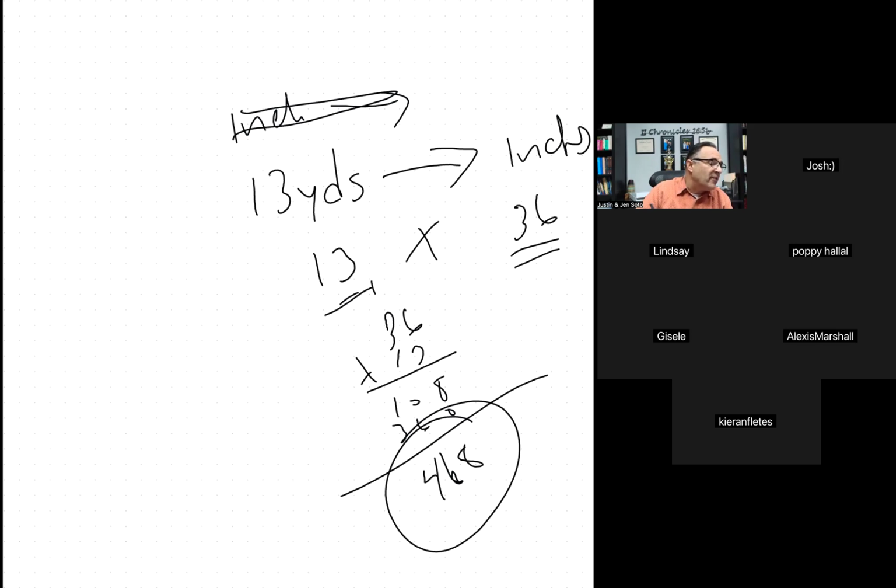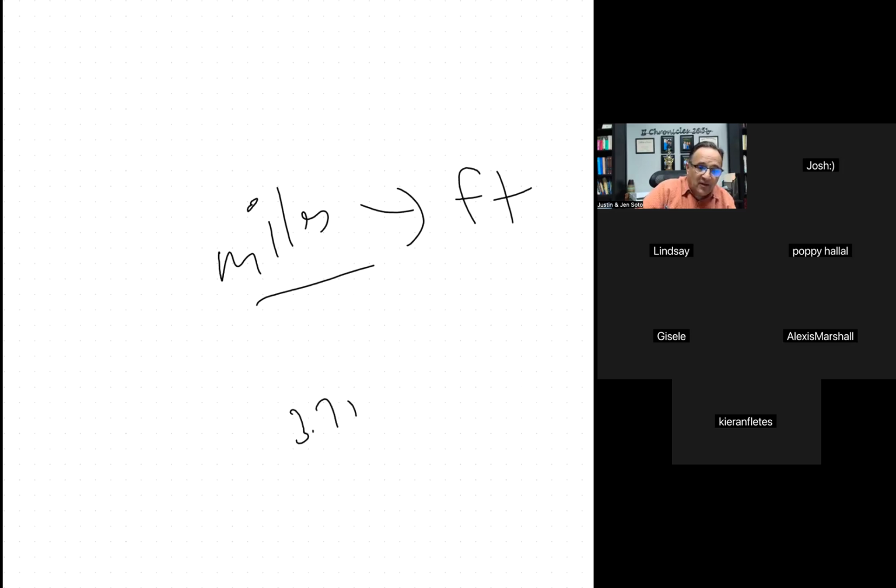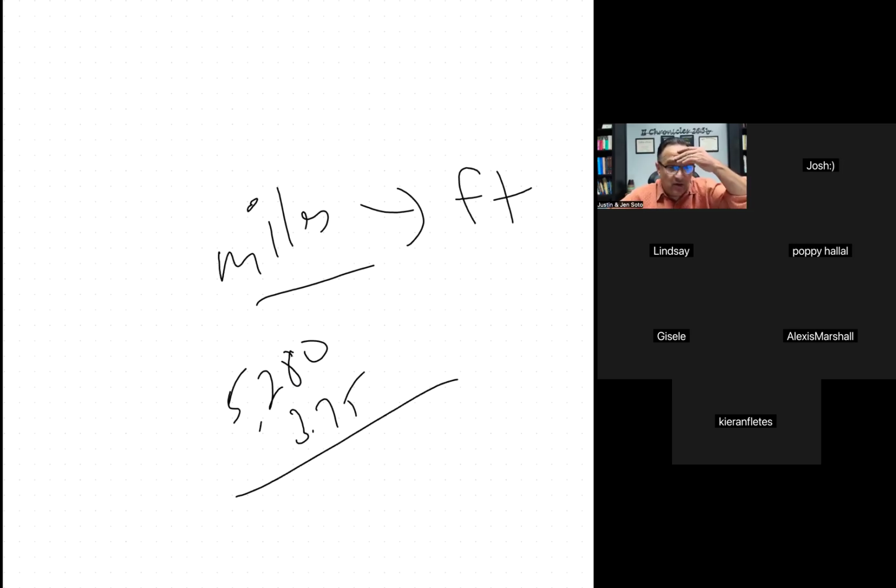So 3.75 miles into feet. Number next. For miles to feet, larger to smaller, that's times. So I'm going to go 3.75 times, I'm just going to go to 5,280. We already know that measurement's there. Even though they didn't give us that one, we've already figured that one out. So there's 5,280 feet in a mile.